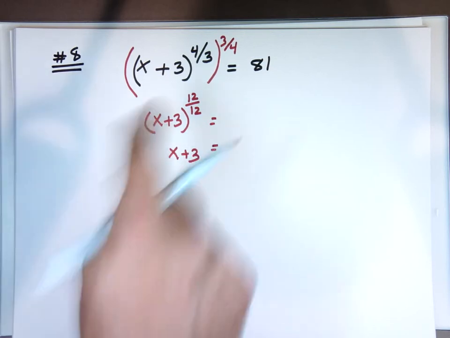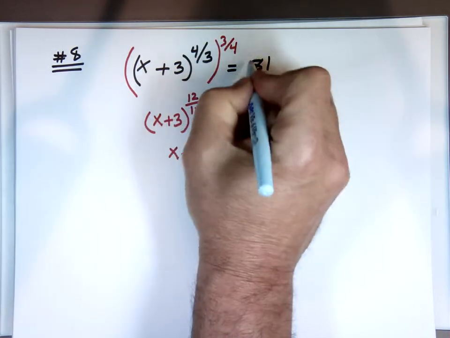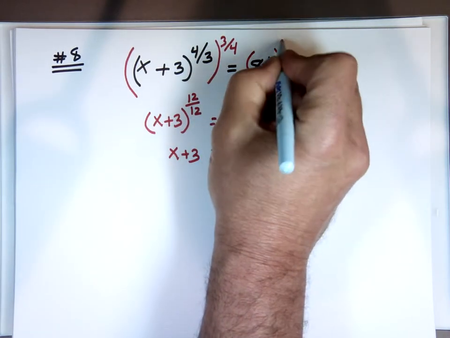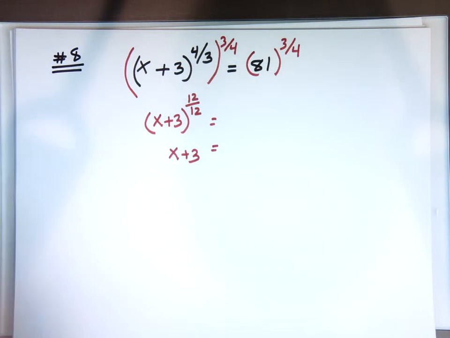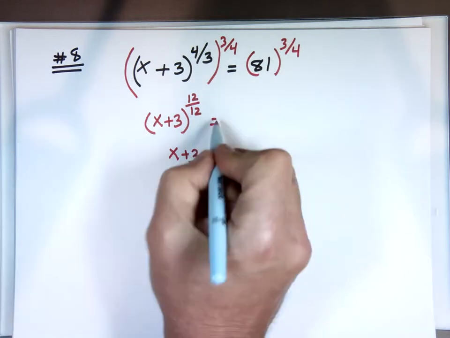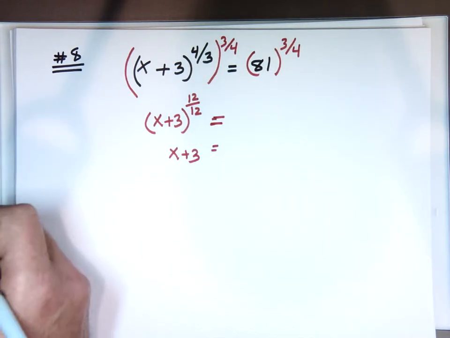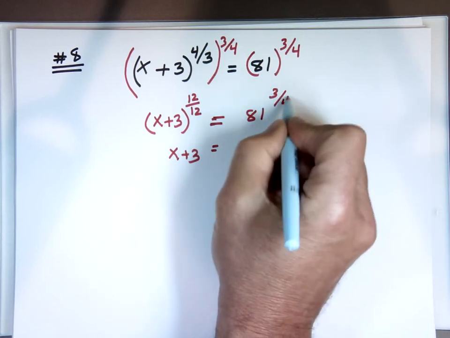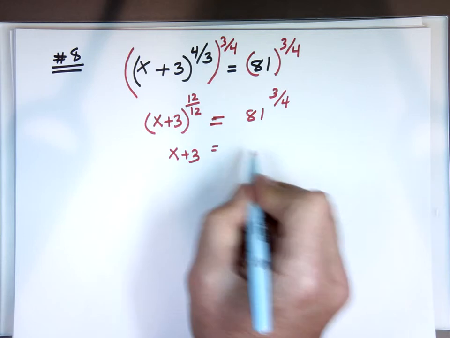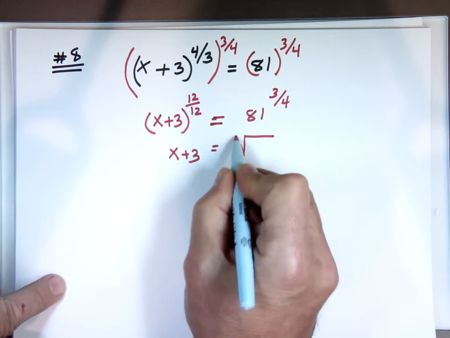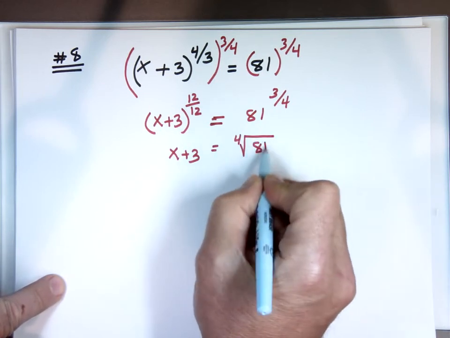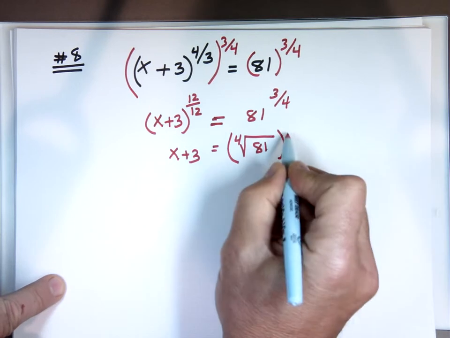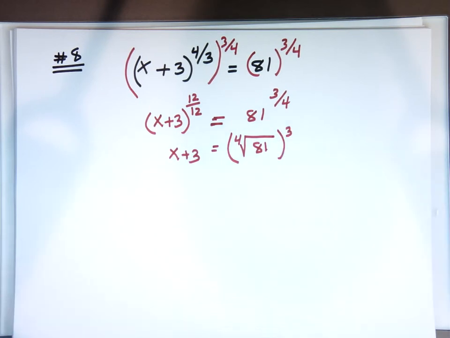If I raise this side to the power 3/4, I got to raise this side to the power of what? 3/4. So that would be 81 to the power 3/4. What does that mean, 81 to the power 3/4? That is actually the 4th root of 81 cubed. That's what it means. Or if you go to your calculator and you type that in, it should give you an answer of 27, I think. Yes.